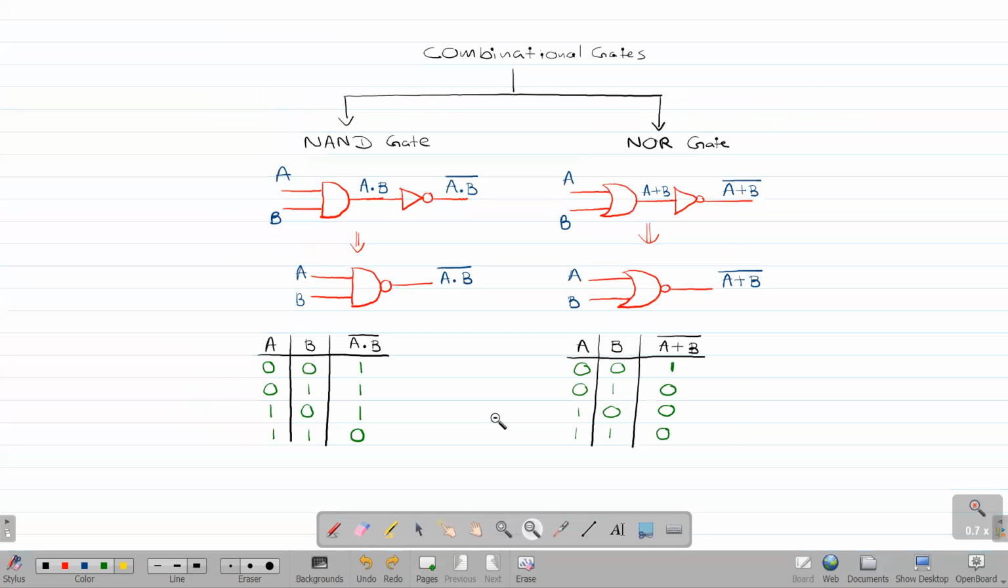Okay, so let's copy this down. This is about the combinational gates. Let me know when you are done, people. And in case you are not getting this or have a question, I will help you.